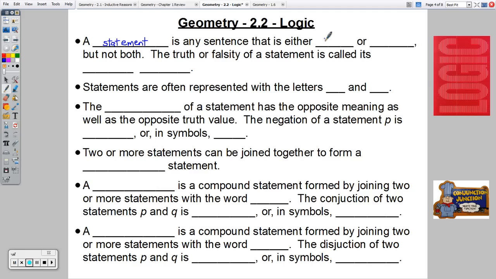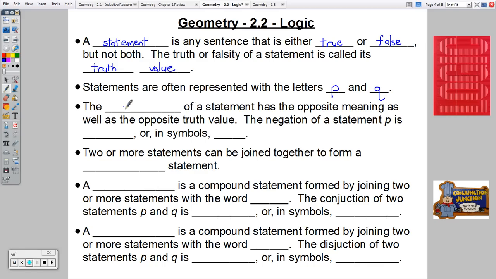So a statement is any sentence that is either true or false, but not both. The truth or falsity of a statement is called its truth value. Statements are often represented with these two letters. These are the most popular, just like X and Y are the most popular variables in algebra. P and Q tend to be the most popular statement letters in logic.